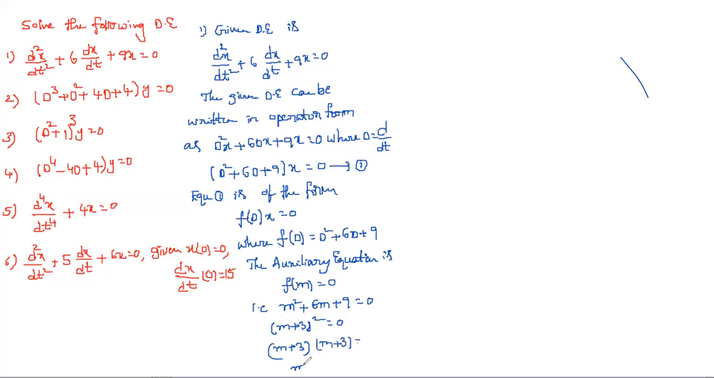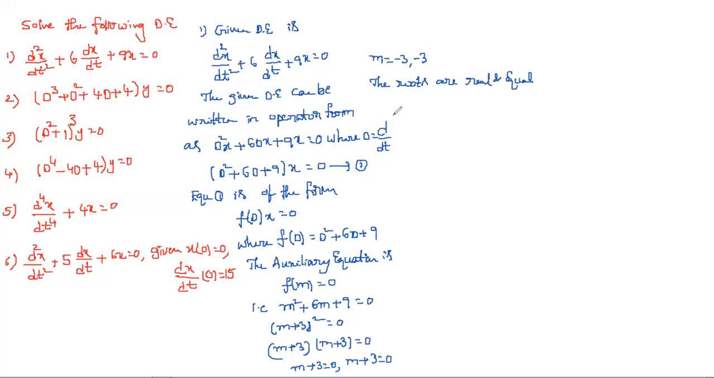So m plus 3 is equal to 0, m plus 3 is equal to 0. Then we get m is equal to minus 3 and minus 3. So which roots did we get here? The roots are real and equal.